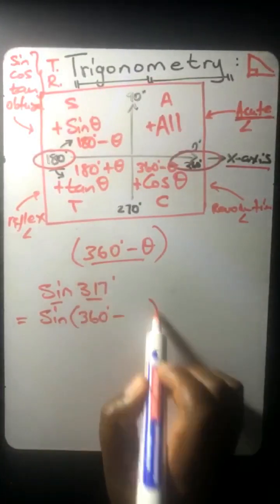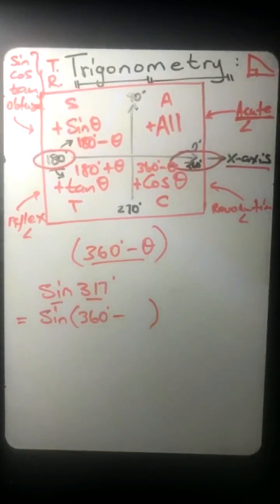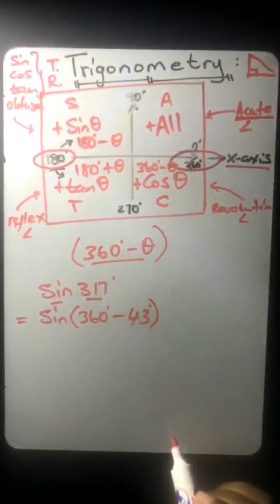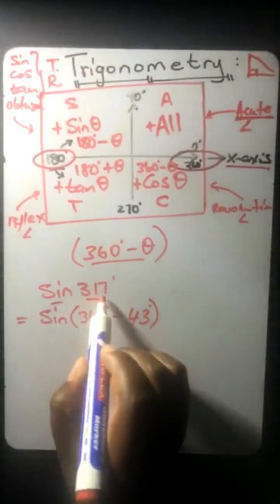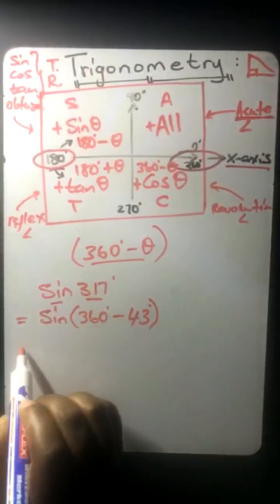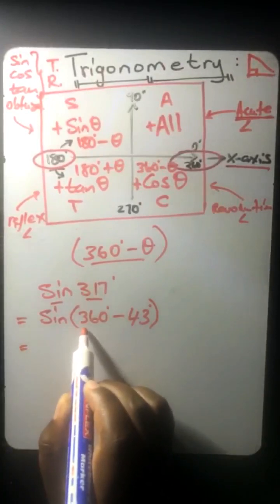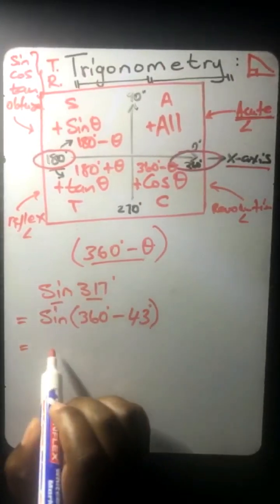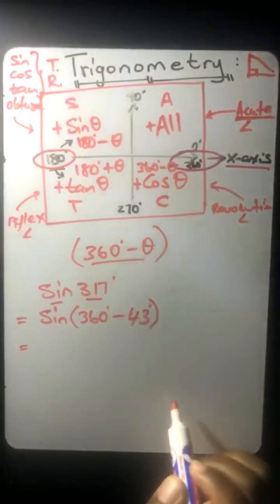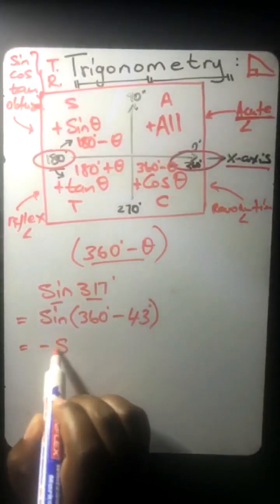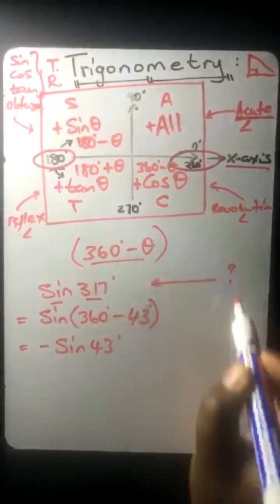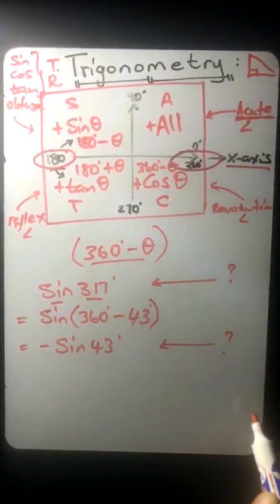What will be that number? Anyone can tell. Let's see, 360 minus 317 is 43. So that means 317 is the same as 360 minus 43. Can you now see you are using the reduction formula to reduce that angle to make it an acute angle? Is sine in this quadrant positive? It's negative. That is why you're going to have negative sine of 43 degrees. You are going to punch that, it gives you a value. You're going to punch that, it gives you a value.